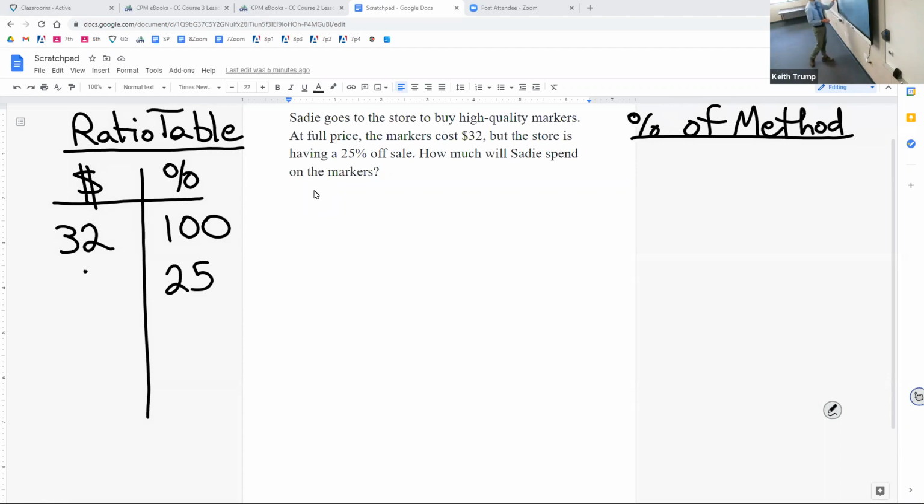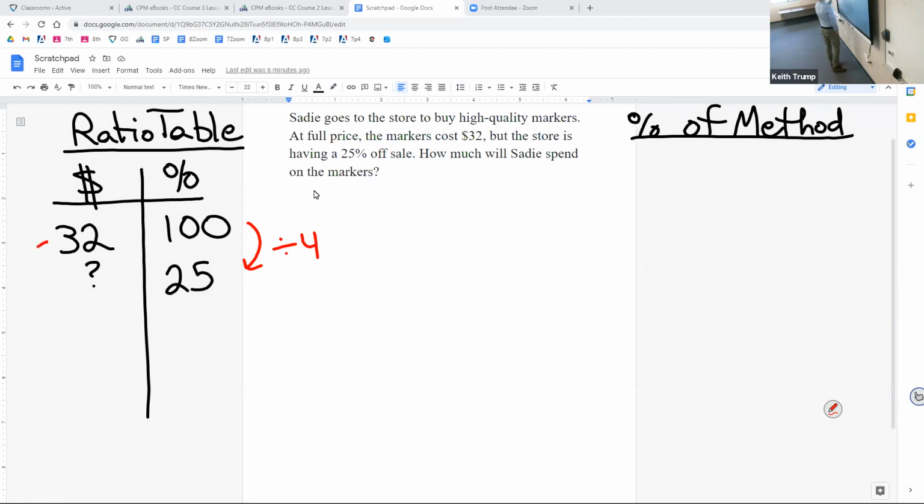So I'll need to figure out how much money she'll save here, and then I'll subtract that from the total cost, okay? So the key to ratio tables is to take the numbers that you know that you have in the table and try to get creative with them. Try to use some tricks and some operations to figure out the unknowns. So I need to figure out what 25 is. Well, how do I get from 100 to 25? Well, I can divide by 4.